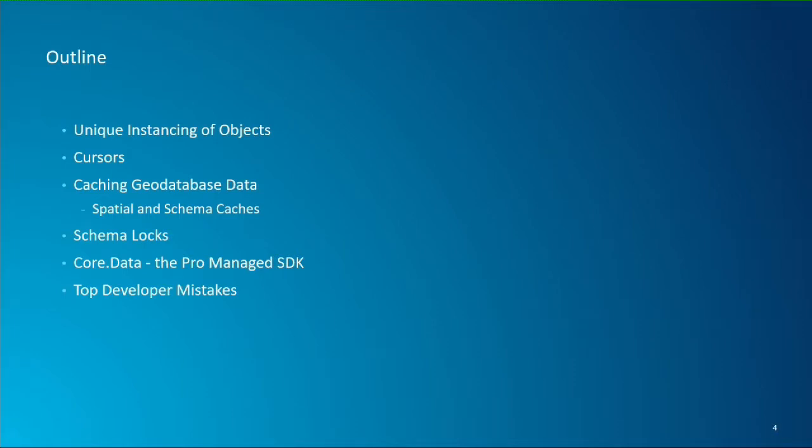Here are the main topics that we want to talk about. We're going to talk about the unique instancing of objects inside the GeoDatabase. We'll spend a good amount of time talking about cursors. Cursors are actually a very subtle topic that, even internally, we sometimes forget some of the key details, and we're going to take you through those. We'll talk about caching of data, not just the spatial feature data, but also the schema data, all your metadata associated with your information model. We'll talk about schema locks, and then Colin will take us on an interesting journey through the Pro managed SDK, taking us into core.data.